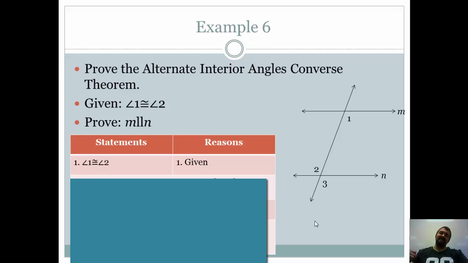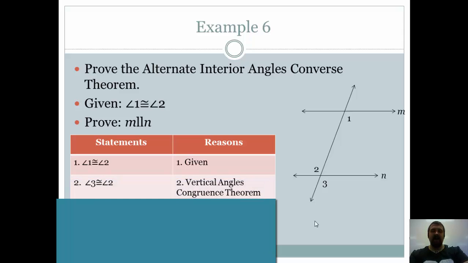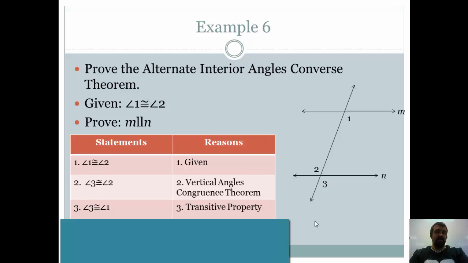Oh, perfect. Angle 2 and angle 3 are vertical angles. And vertical angles have to be congruent because of the vertical angle congruence theorem, or all vertical angles are congruent. So angle 3 is congruent to angle 2, vertical angle congruence theorem. The next thing, well, I have angle 1 and angle 3 both being congruent to angle 2. Well, if they're both congruent to angle 2, they have to be congruent to each other. Angle 1 is congruent to angle 3, and the reason I know this is because they're both congruent to angle 2. But the official reason I state is the transitive property.